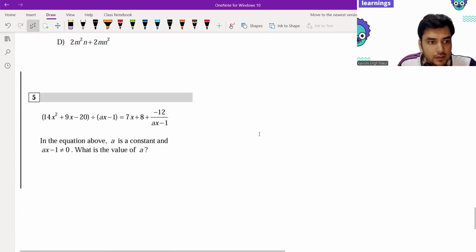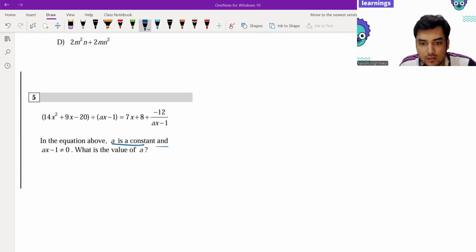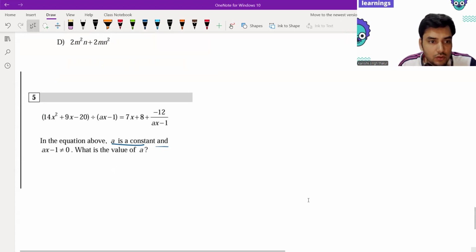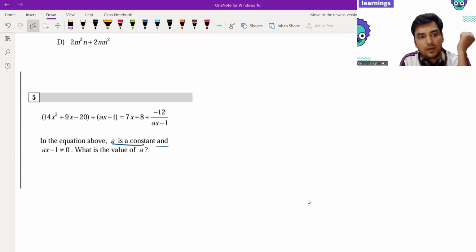Okay. In the equation, a is a constant and ax minus 1, what is the value of a they are asking? A is a constant, ax minus 1, they are asking you the value of a. Okay, so let's see how to do this. So I now have this divided by this, right? So you have to divide it and check it. You will get the answer in this form. So you can keep it till here.